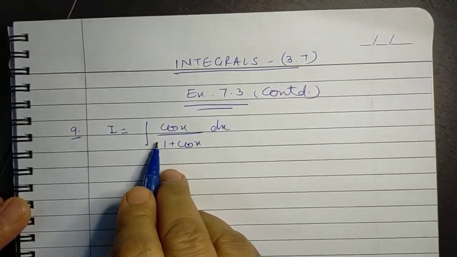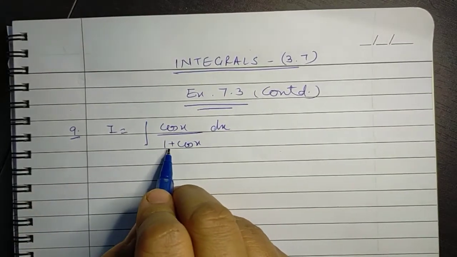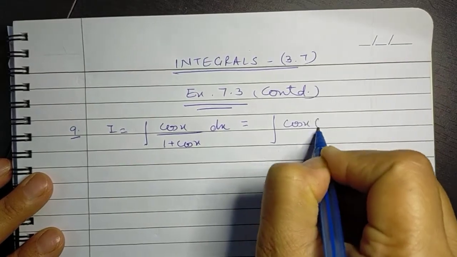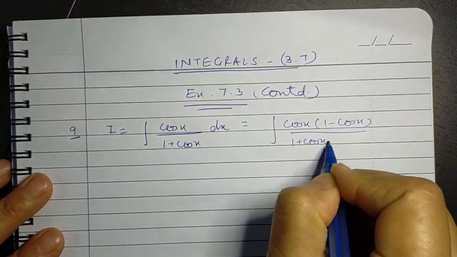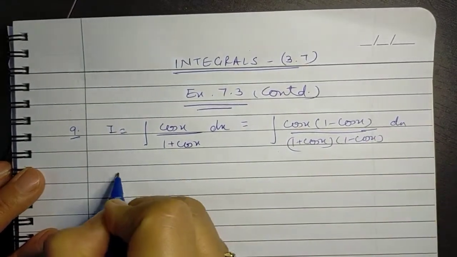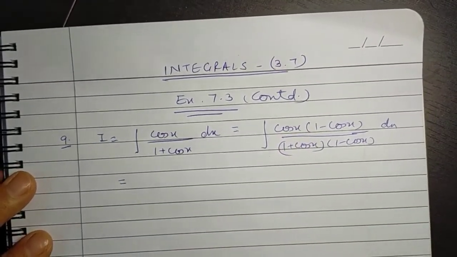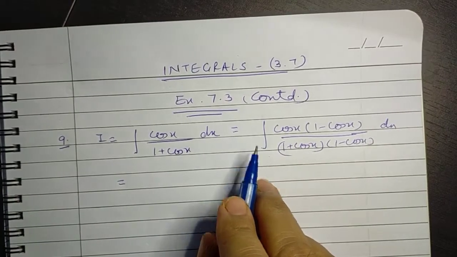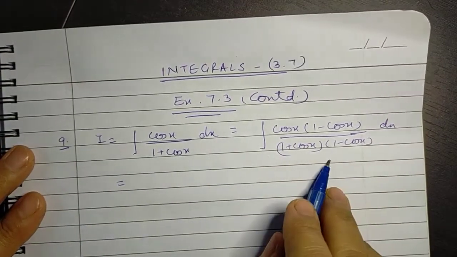So we proceed the same way as we did in question number 8, that is we multiply and divide by 1 minus cos x. So what we get is cos x into 1 minus cos x over 1 plus cos x into 1 minus cos x, into dx. Now this again is one of the ways of doing this. There can be more than one method of doing the question. So here also there may be more methods of doing this. This is one of the methods.